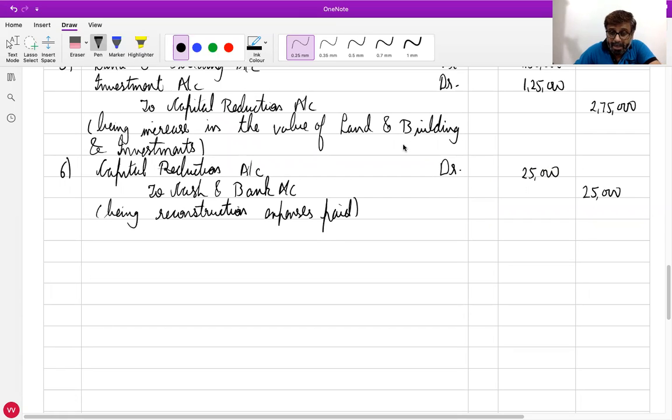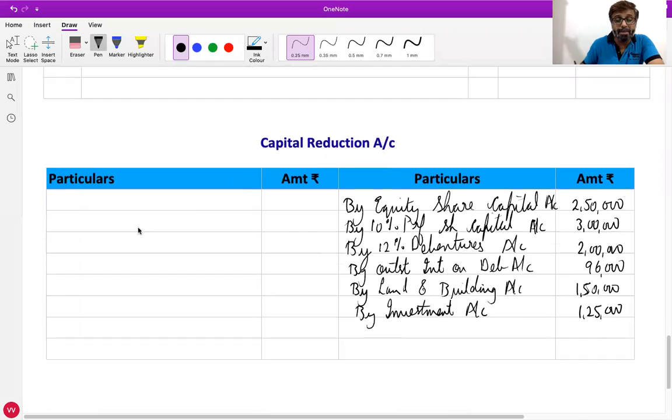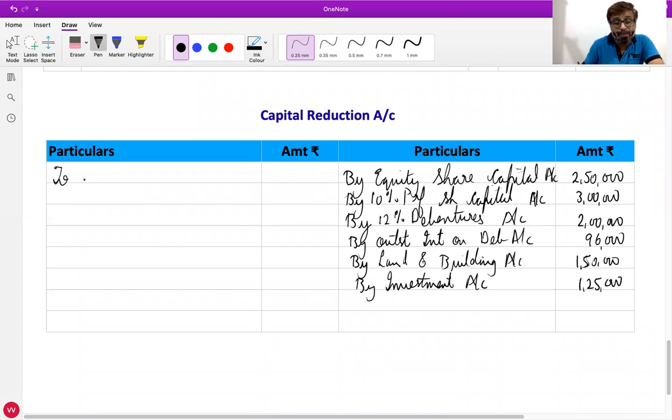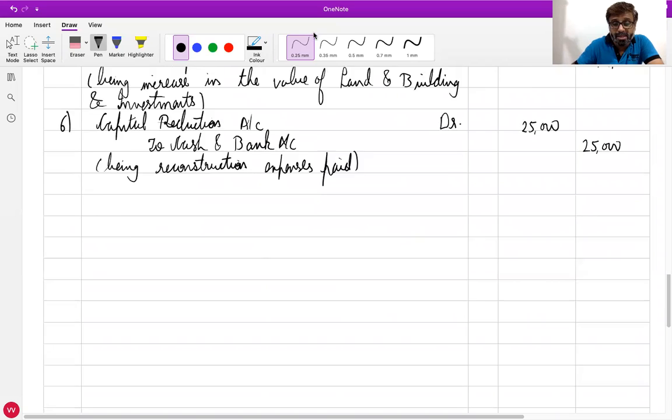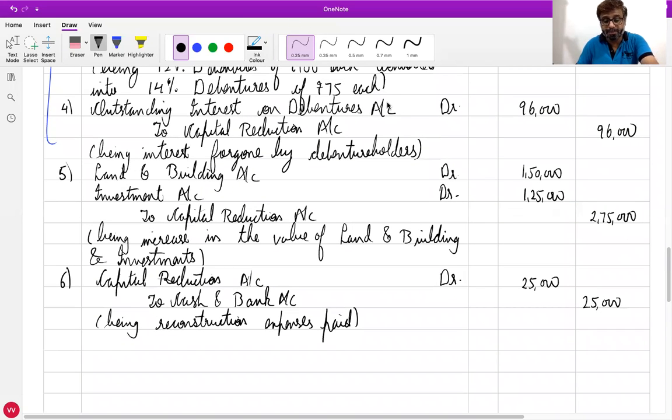Rutvi from Pratapnagar, unmute yourself. What will be the posting for this? Capital reduction debit side. What will we write to? To cash and bank account 25,000. Correct. Mute yourself.